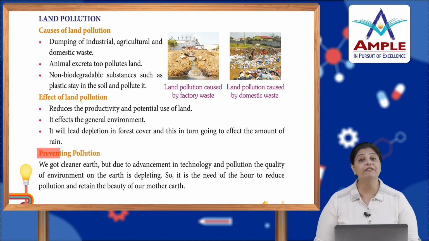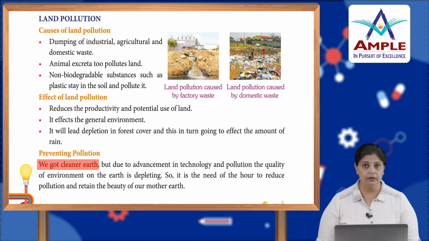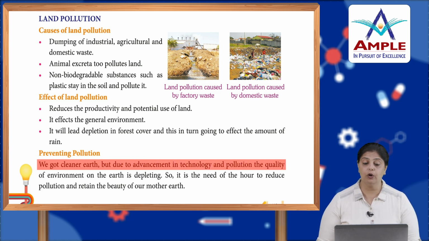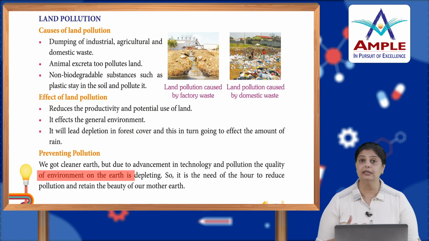Now, how can you prevent this pollution from happening? We got a cleaner earth. The nature given to us was clean, free of pollution, but due to the advancement in technology and pollution, the quality of environment on the earth is depleting. We got cleaner air, but because of our needs, we spoilt it, and now it is in a very poor condition and it's depleting.